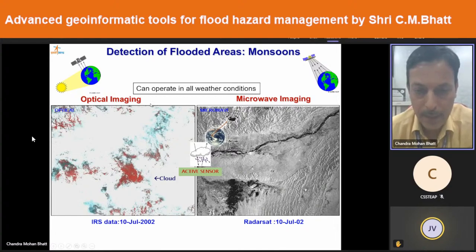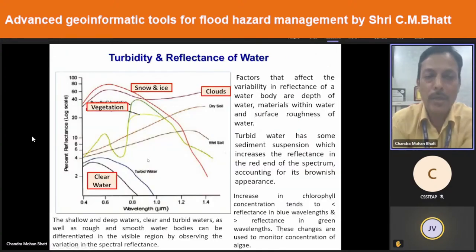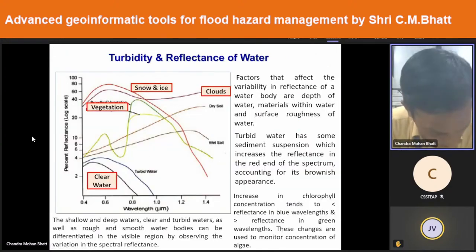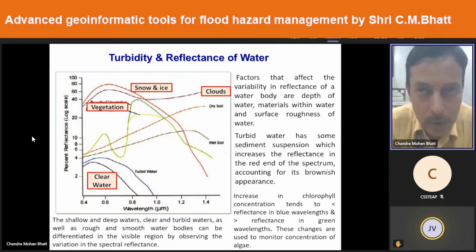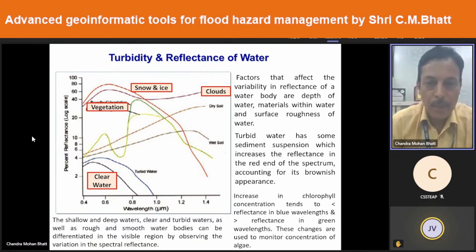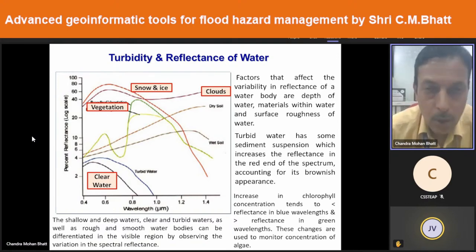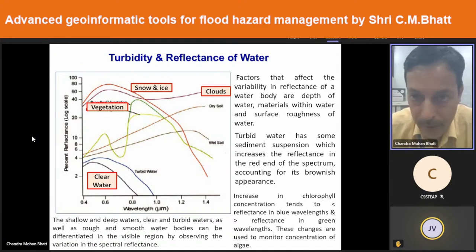Whereas from optical data you have only one imaging, during the time when the sun is over there. So once you get data, you have the satellites either in the optical or the microwave domain. We also need to extract the information about the flood or the water. So let us see first the optical imaging.